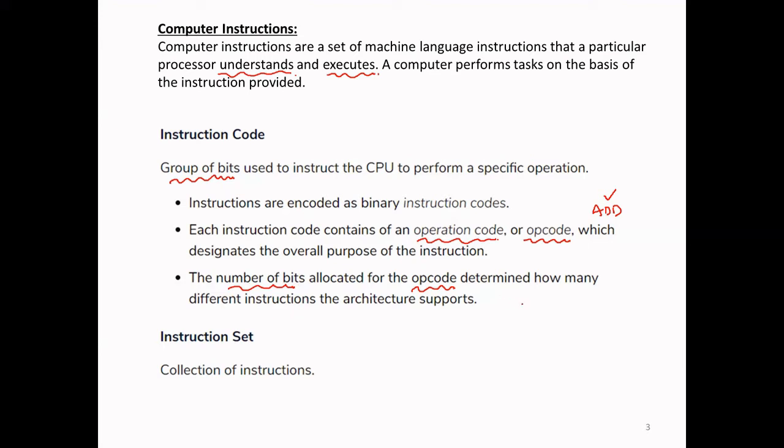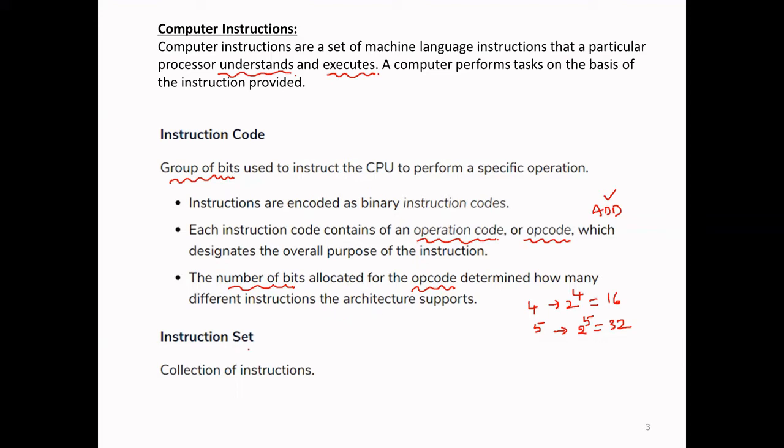For example, if opcode bits are 4 bits, how many instructions can the CPU perform? It depends upon 2 power 4, that is 16 instructions. Suppose the CPU has 5 opcode bits, then the CPU can execute 2 power 5, that is 32 different instructions, like that. That means the number of bits allocated for the opcode determines how many different instructions the CPU supports.